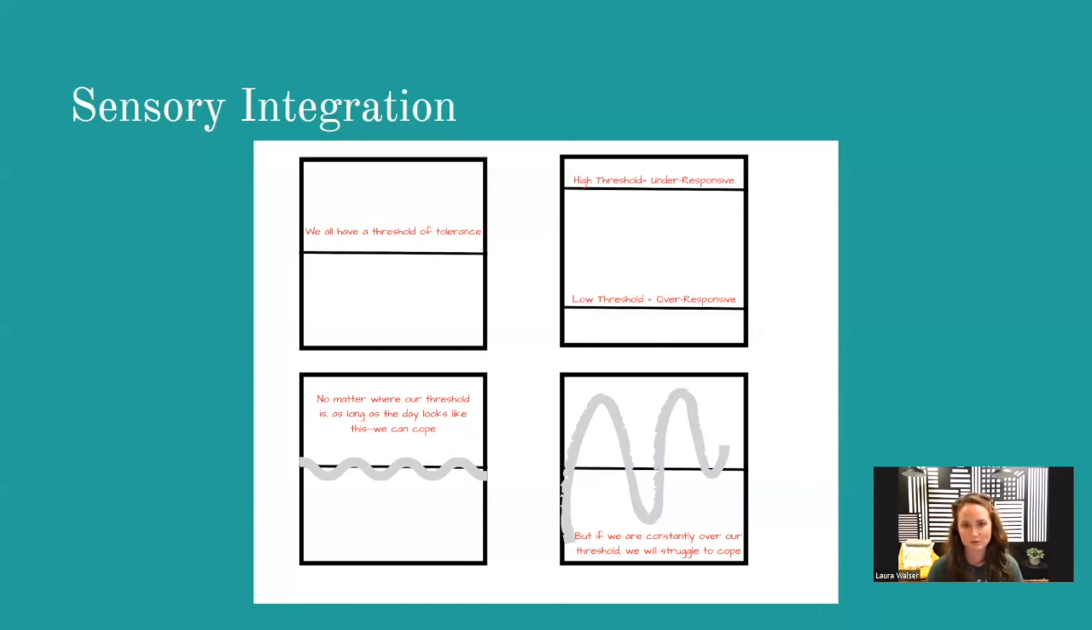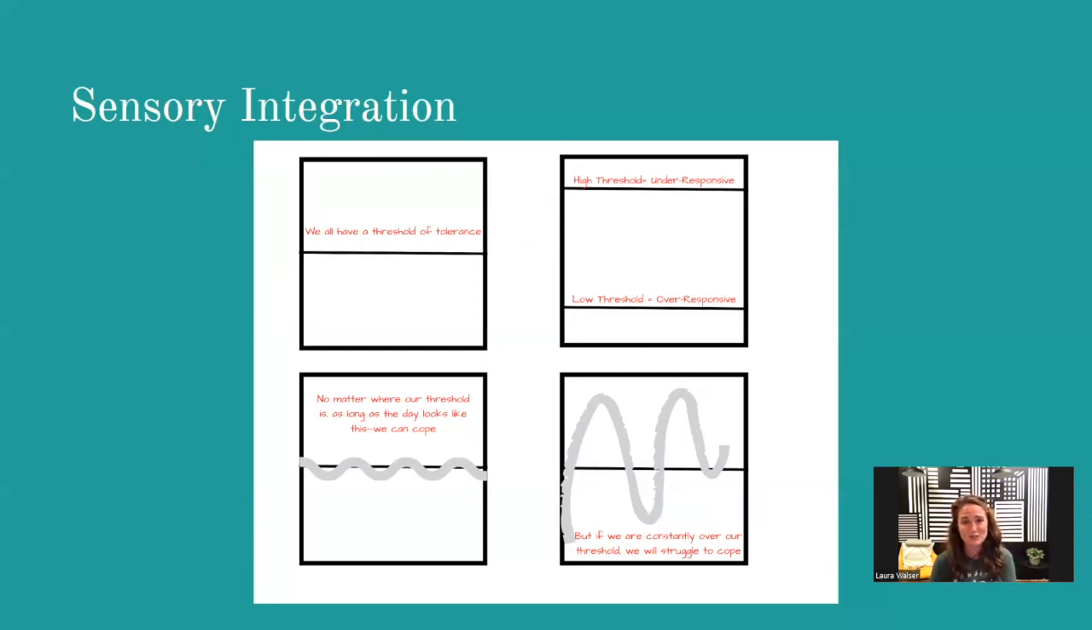So we have high thresholds and low thresholds, right? But to make things even more complex, sensory is very complex. Thresholds can kind of intermix, right? So maybe we have a very high auditory threshold and maybe a very low gustatory or visual threshold, right? So it can really change within the different sensory systems as well. So that makes things even more complex.